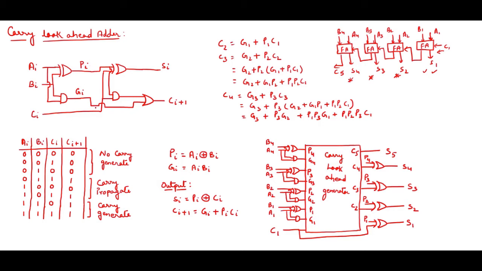Then I am adding Ci to this part of the circuit, so I am getting the final Si, which is nothing but Pi XOR Ci. Then I am getting an AND gate over here, which is giving me the carry, which is nothing but Pi AND Ci. Finally I am getting the final answer Ci plus 1, which is nothing but Gi, which is generated over here, OR with this Pi AND Ci. I am getting Ci plus 1. So what is Pi, Gi, and why am I talking about all these things?